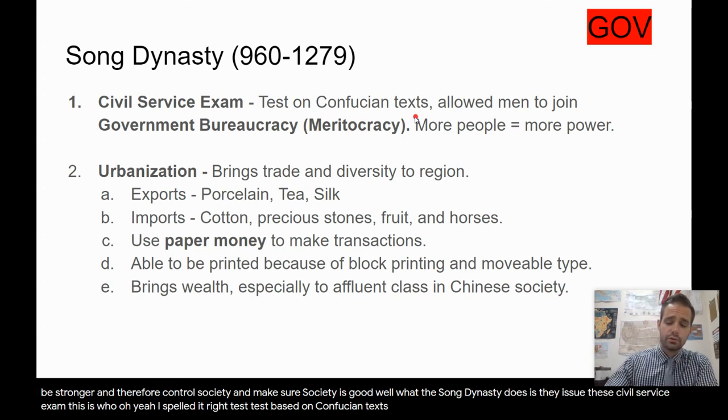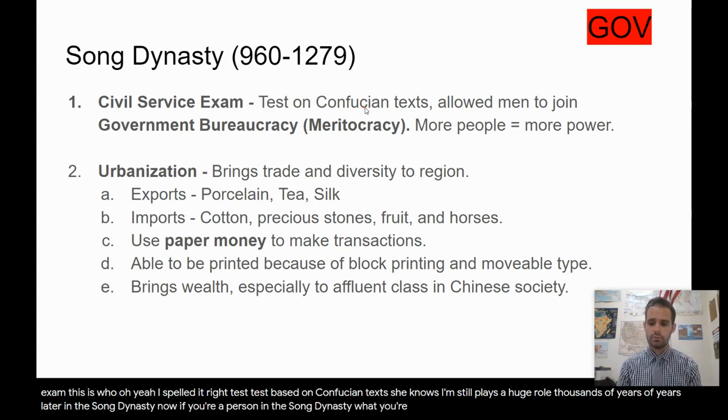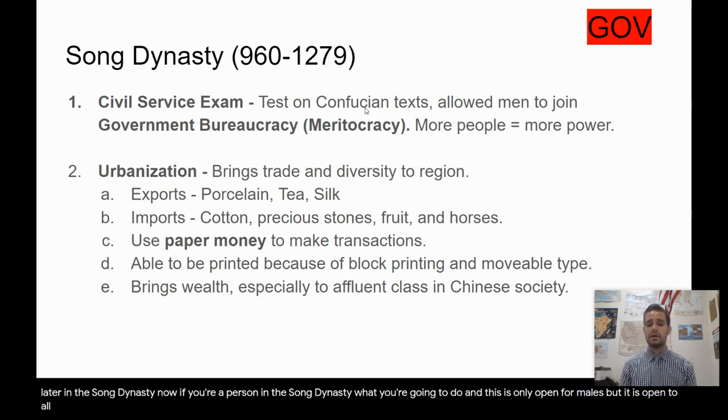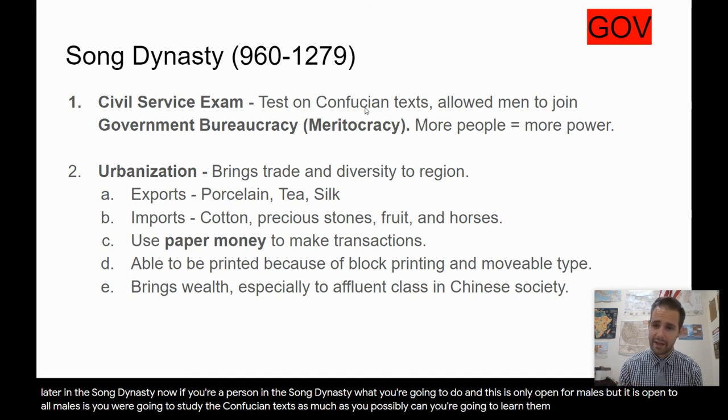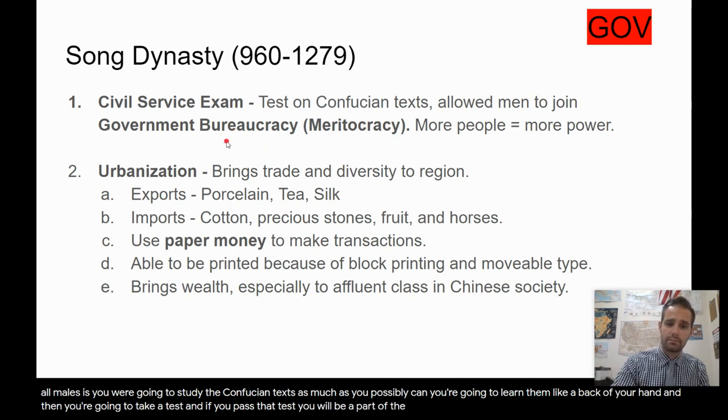So we see that Confucianism still plays a huge role thousands of years later in the Song Dynasty. Now, if you're a person in the Song Dynasty, what you're going to do, and this is only open for males, but it is open to all males, is you are going to study the Confucian texts as much as you possibly can. You're going to learn them like the back of your hand, and then you're going to take a test. And if you pass that test, you will be a part of the government bureaucracy.